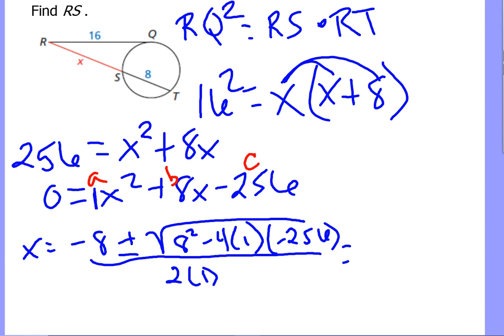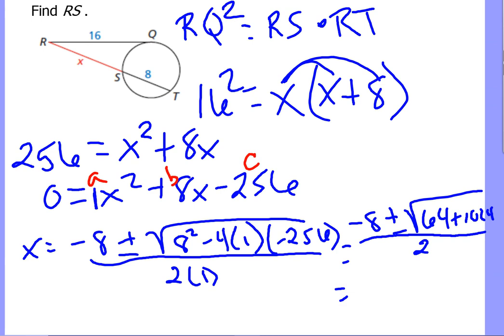When we're taking a look here, we end up seeing negative 8 plus or minus, you get 64. And then 4 times 256 is a positive 1024, still all divided by 2. So it equals negative 8 plus or minus the square root of 64 plus 1024, which ends up being 1088, still all divided by 2. Remember, we want to look inside of that radical to see if we can simplify it and get it as much as we can in simplest radical form. So let's start playing around with 1088 on the calculator.